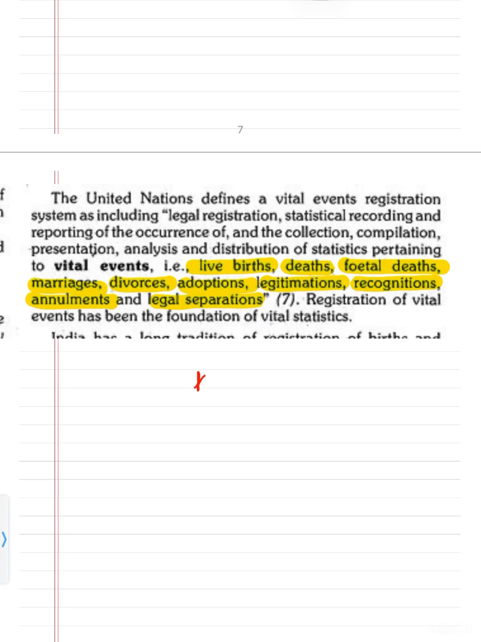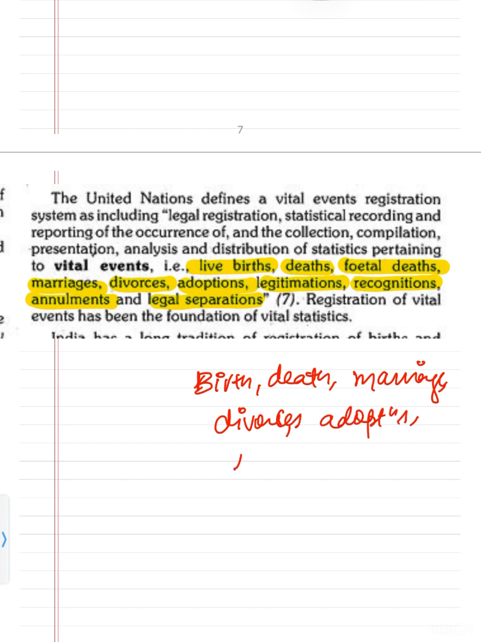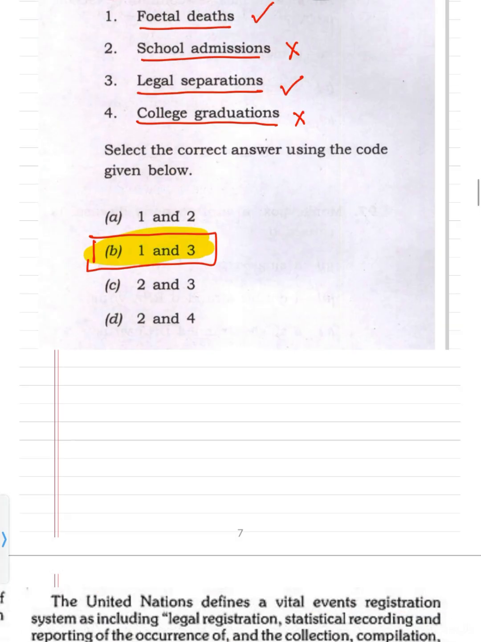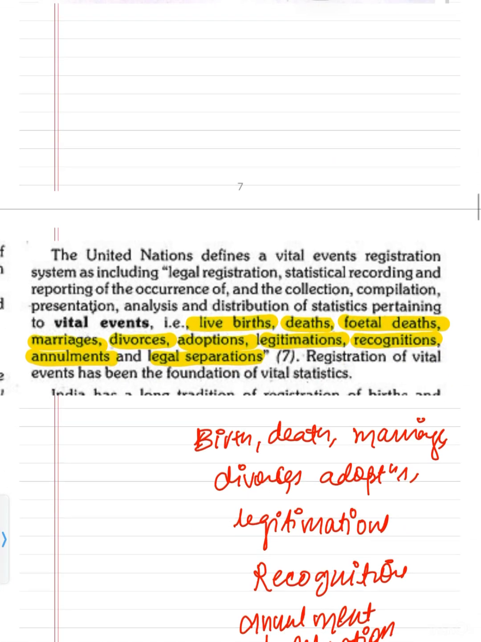So birth, death, marriage, divorces, adoptions, legitimations, recognitions, annulment of marriages or legal separations. These are the options, other than what is given in our question, that can be asked, and these are known as the vital statistics as per the United Nations.